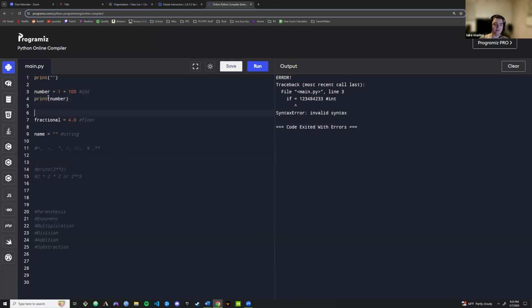What's going to happen here? What is going to be printed right here on the fourth line? Would it be 101? Yes, it would.